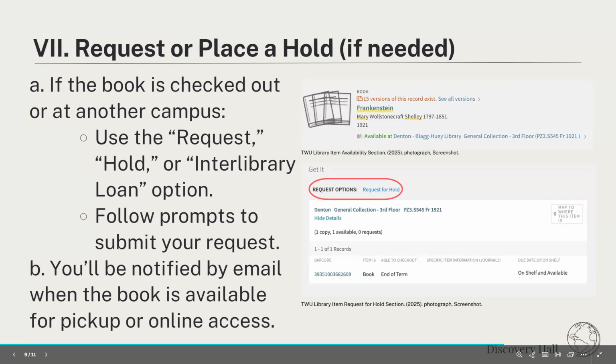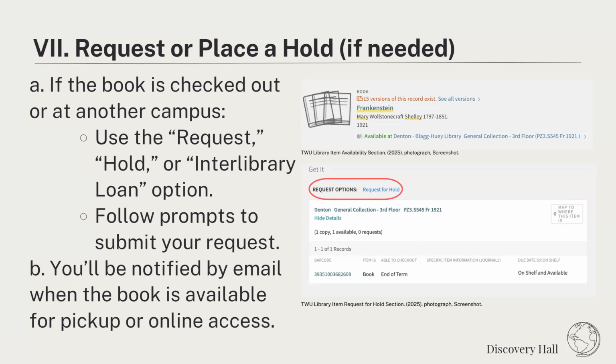For physical items, the record page will show a status such as available, unavailable, or request interlibrary loan. Anything other than available means there are extra steps and a bit more time involved in getting the material. If the book is checked out, you'll need to wait for the current borrower to return it. Placing a hold puts you in the queue, so when a copy becomes available, the library will notify you.